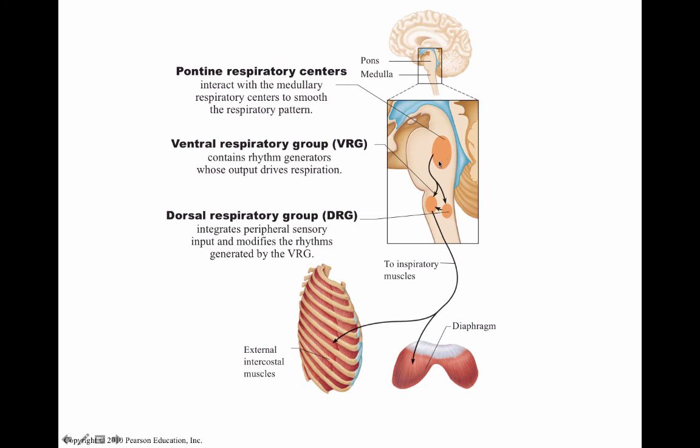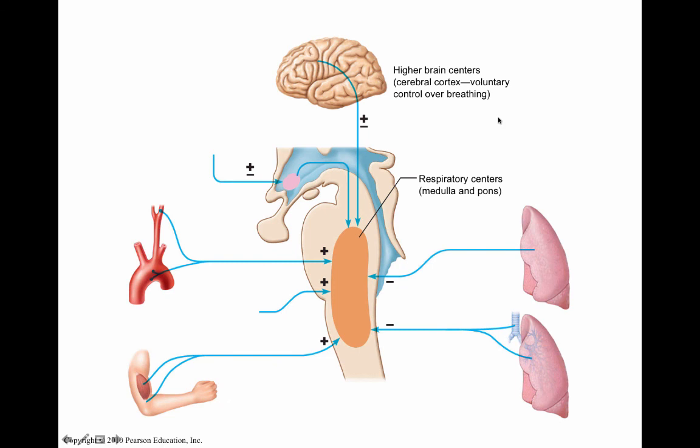So these are clusters of neurons that are helping us refine our breathing and sending messages into the respiratory diaphragm and the intercostal muscles, the external intercostal muscles. So higher brain centers, the cerebral cortex, we have voluntary control over our breathing. We know that we can go ahead and take over voluntary control of breathing. This will run through the respiratory centers in the medulla and pons.